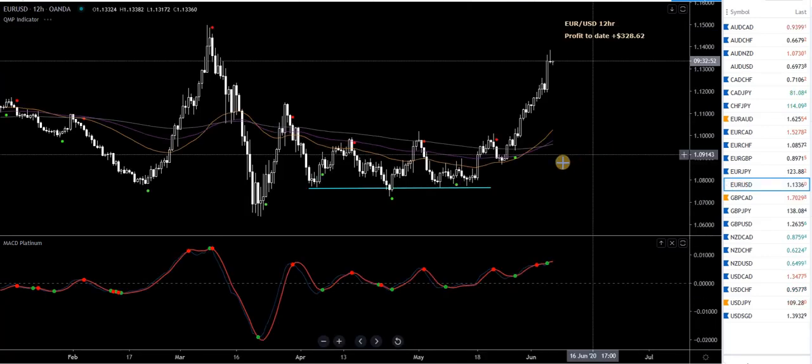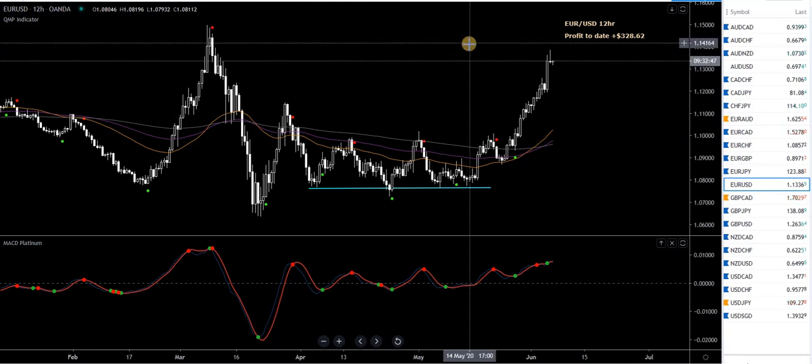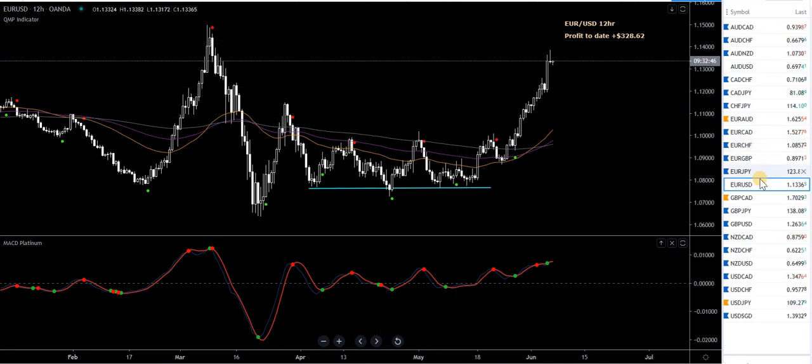Euro USD, no trades on. Another one I closed out my trades probably a bit prematurely. It's getting up to a previous high over here. Pound CAD, this is something I did this afternoon once it comes up.